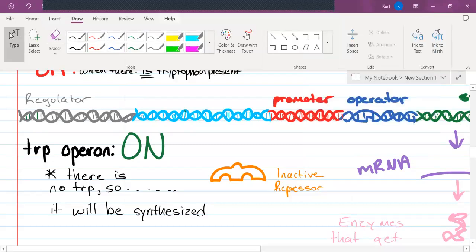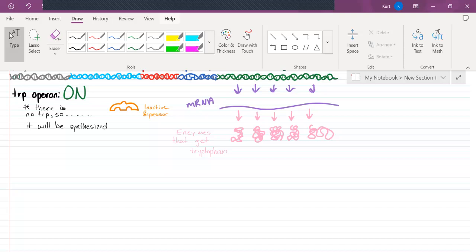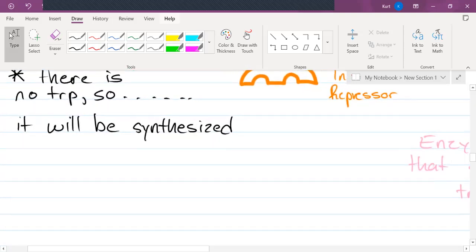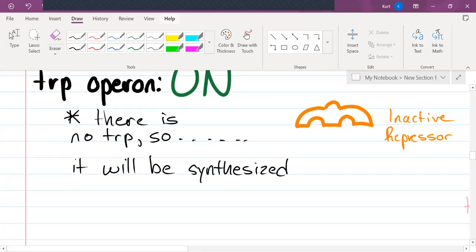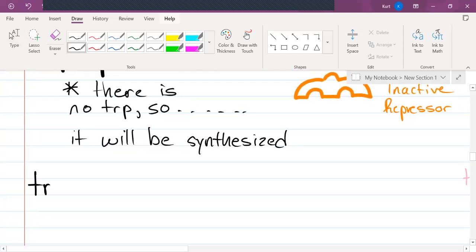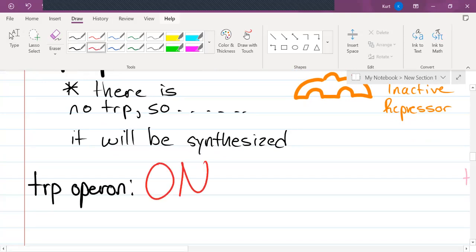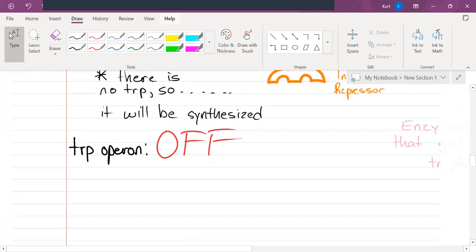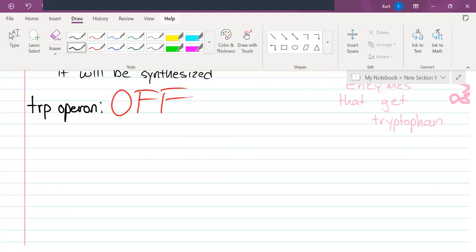Okay, so back to this. Let's talk about the trp operon when it is turned off. Under what conditions will the trp operon be turned off? Trp is present. There's no need for more.